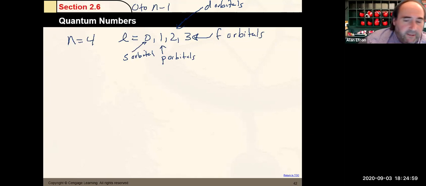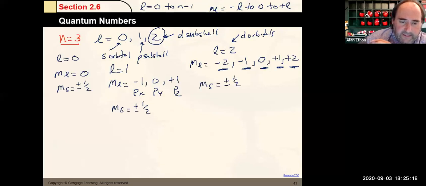Now for each one of these, just like we did on the previous slide, you could do your M sub L for 0, your M sub L for 1, your M sub L for 2. You will hit the same sort of numbers as we just did, so I'm not going to rewrite it. But again, if you did the first 3 quantum numbers, just like we did previously, you will end up with the same pattern right here as we did for those first 3.